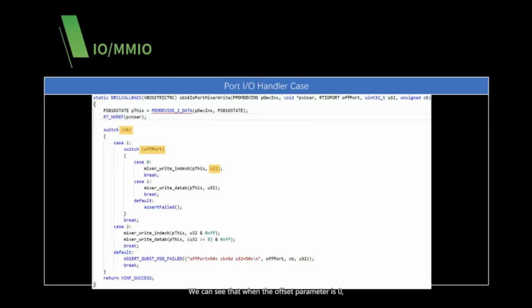We can see that when the offset parameter is 0, usually the value parameter represents the index of the register to be operated. When the offset parameter is 1, usually the value parameter represents the value to be written to the register. This register is specified when the offset parameter is 0.